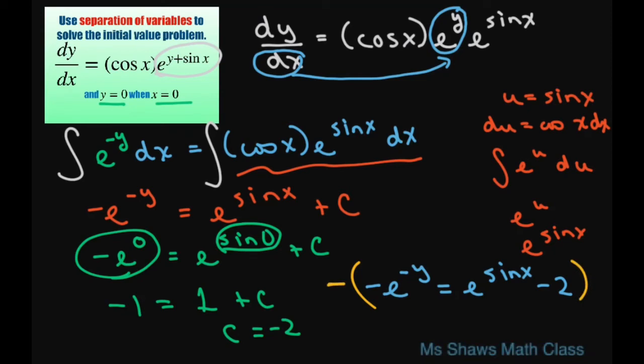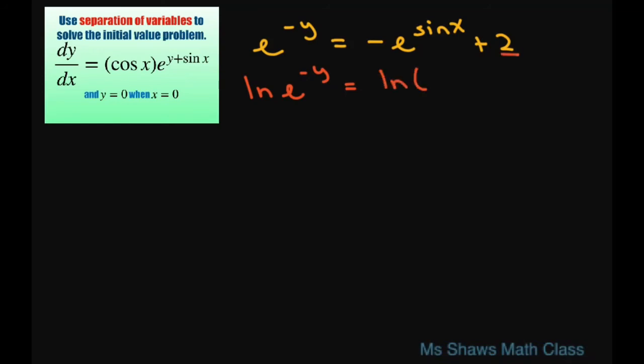Next thing I'm going to do, I'm going to multiply through by negative, and so we're going to get e to the power of negative y equals negative e to the power of sine of x. We had minus 2, so now it's plus 2. All right, so now we're going to take the natural log of both sides of the equation. So I'll put ln here. I'm going to write the 2 first. I don't like to lead with negative if I don't have to. All right, so that's what we have.